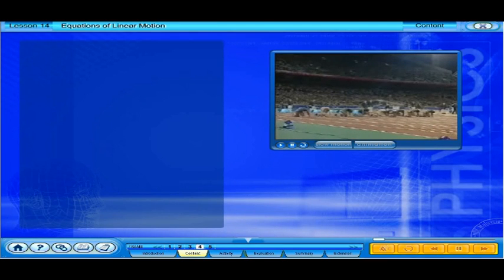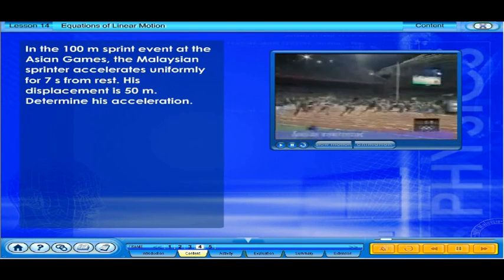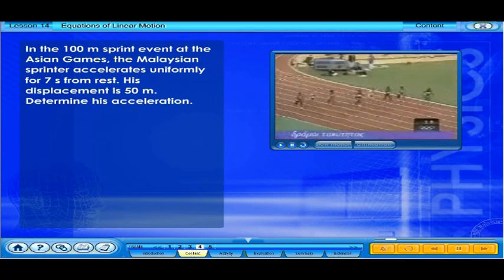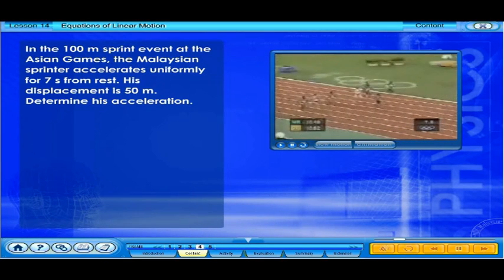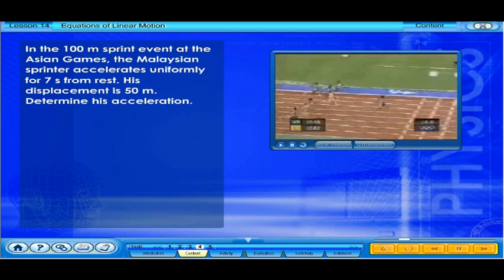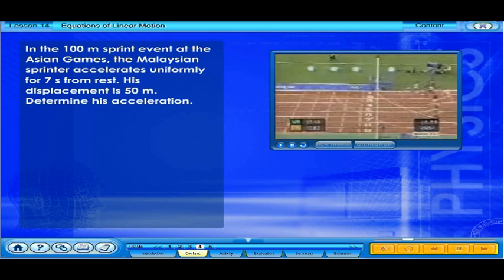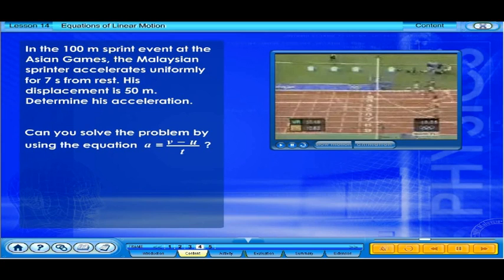Let us look at another problem. In the 100-meter sprint event at the Asian Games, the Malaysian sprinter accelerates uniformly for 7 seconds from rest. His displacement is 50 meters. Determine his acceleration. List out all the information given in the problem. Can you solve the problem by using the equation a equals v minus u over t?